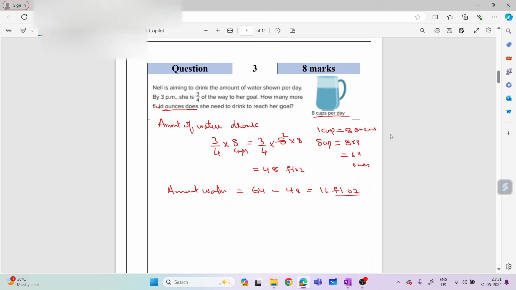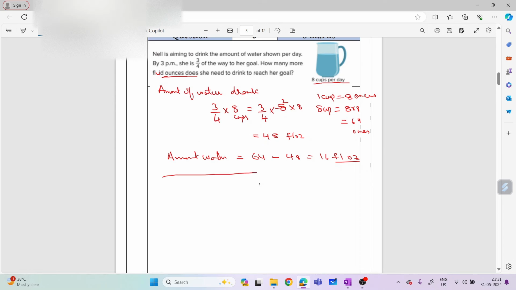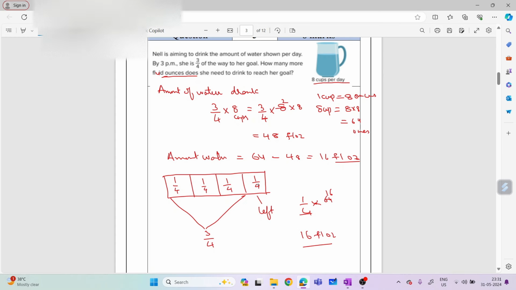This is one way. Some teachers go this way also, and this is also the right way. They go by area model. So they do 4 divisions: 1 by 4, 1 by 4, 1 by 4, 1 by 4. She drank 3 by 4, so 1 by 4 is left. So 1 by 4 of 64, 4 sixteens are 64. So 16 fluid ounces. This way also you can do. Because that part is already done, she has drunk it fully. So what is left is just 1/4. So 1/4 of 64 is 16. 16 fluid ounces is left.